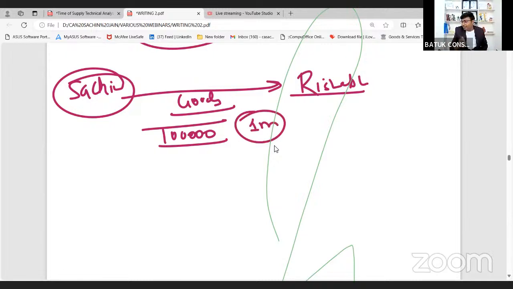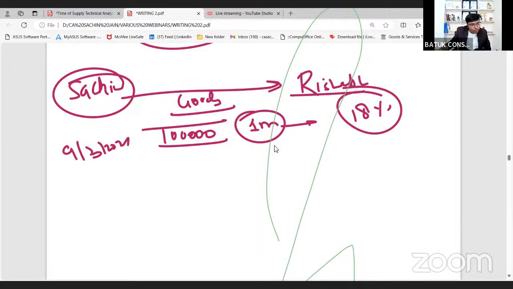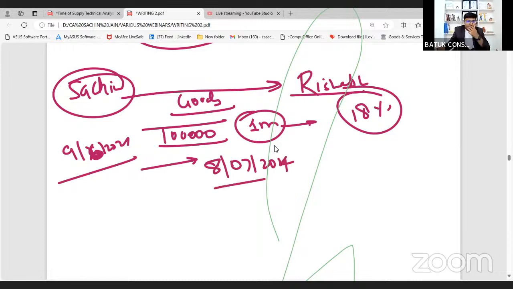Mr. Rishabh, if you make the payment to me within 1 month, in that case I will not charge any interest. But if you make the payment after 1 month, in that case I will charge interest at the rate of 18% with the delay. Okay. Now, I made the supply on 9/6/2024. Okay. 1 month will be completed on 8th July 2024.